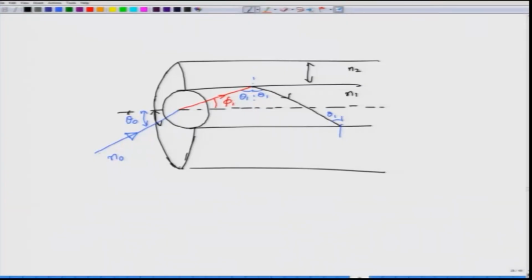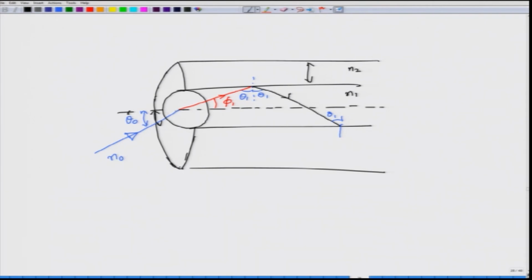In this module we continue our discussion of light transmission through the fibers using the ray optics approach. I hope you remember this picture that I have drawn here, where we had light incident from N0, which is coming from outside, making an angle of theta 0 with respect to the axis of the fiber, which is the normal to this optical fiber and air interface.